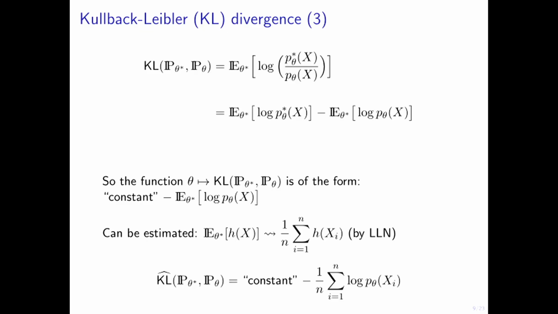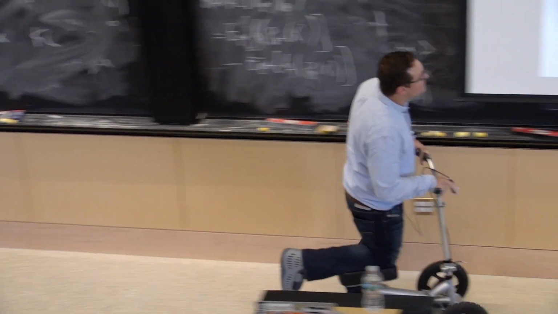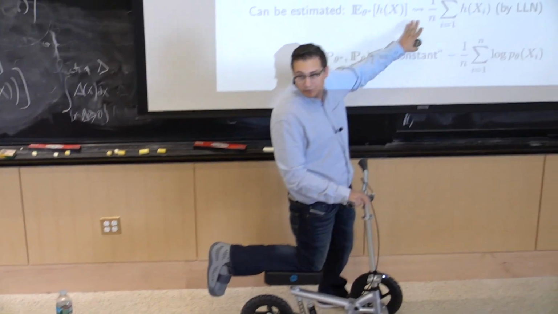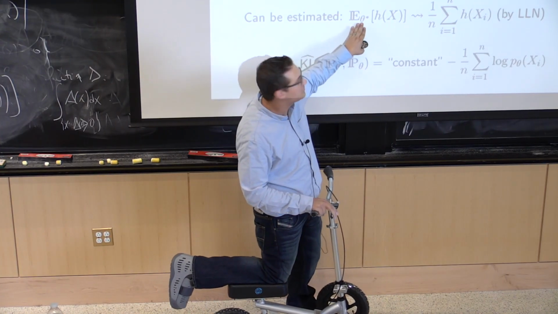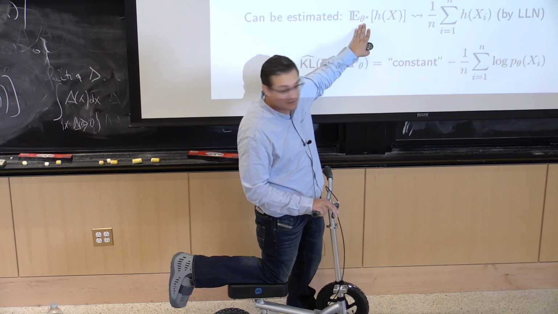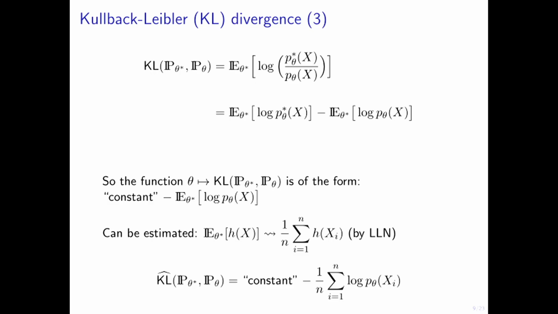I don't know the expectation with respect to theta star. But I have data that comes from distribution p theta star. So the expectation, by the law of large numbers, should be close to the average. This is a very standard estimation method. You write something as an expectation with respect to the data generating process of some function, and then you replace this by the average of this function. And the law of large numbers tells me that those two quantities should be close.